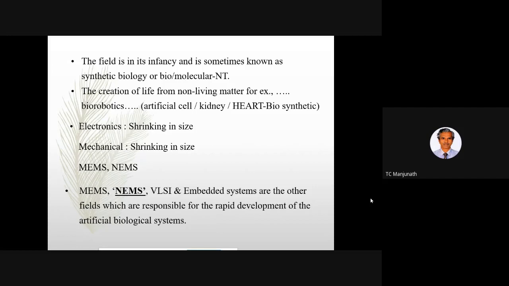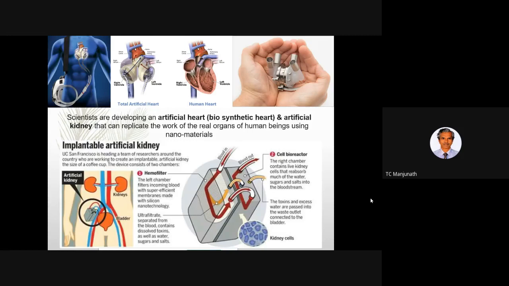So electronics is shrinking in size, mechanical is shrinking in size. The result is microelectromechanical systems. Not interested, we still want to go further: nanoelectromechanical systems. Still not interested, we want to go further: PEMS, the picoelectromechanical systems. So NEMS, PEMS, VLSI design and embedded systems are the other fields responsible for the rapid development of artificial biological systems, not at a macro scale, but at a micro and a nano scale.